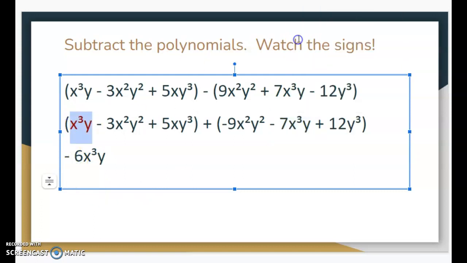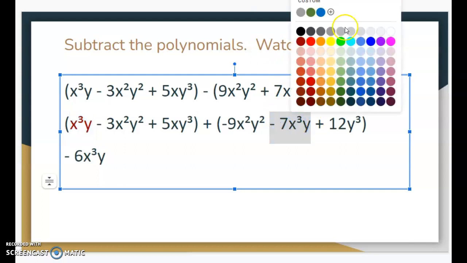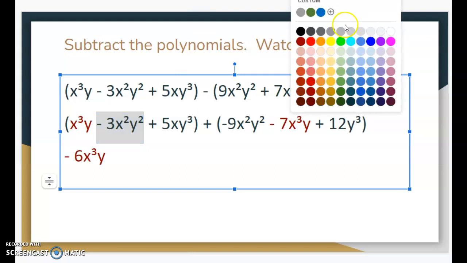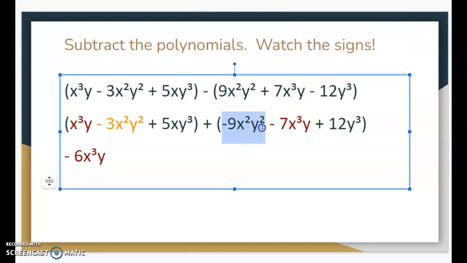And let's just use a little color coding just so we can keep track of where my like terms are for this last one. I've got a negative 3x squared y squared, and that's going to match with a plus negative 9x squared y squared. And so negative 3 plus a negative 9 is a negative 12. And then these last two are not like terms because although they both have a y to the third, this one has an x. So since those cannot be combined with another term, they will be placed at the end.